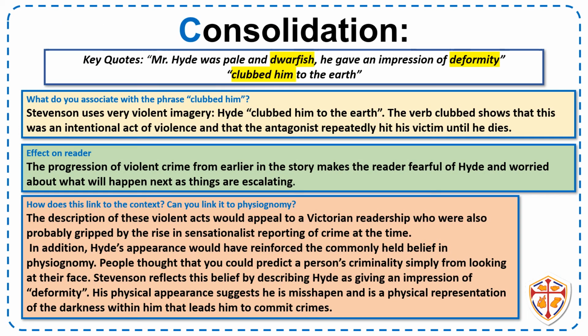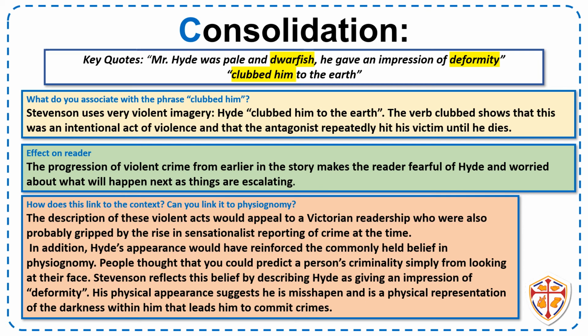So let's look at my answer, and please add to your own notes. I've highlighted the key words for me in these quotes. And now let's look at my responses to the questions. So what do I associate with the phrase "clubbed him"? Stevenson uses very violent imagery. Hyde clubbed him to death. The verb "clubbed" shows that this was an intentional act of violence, and that the antagonist repeatedly hit his victim until he died.